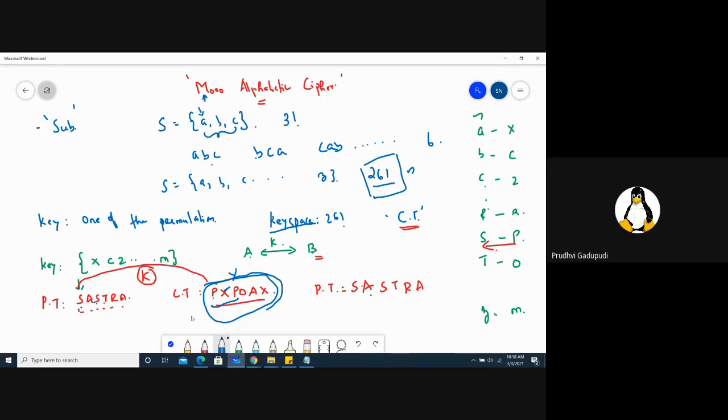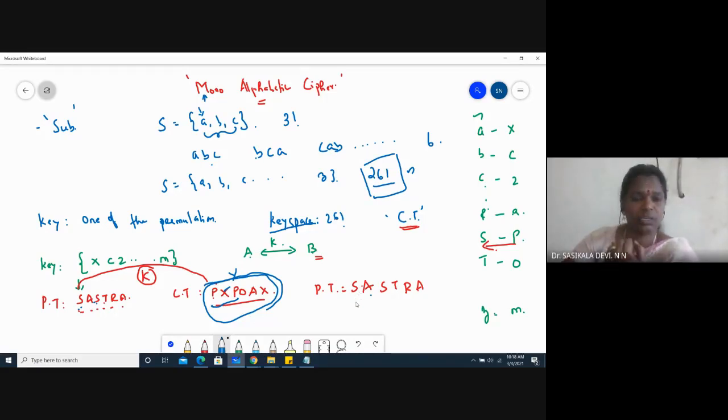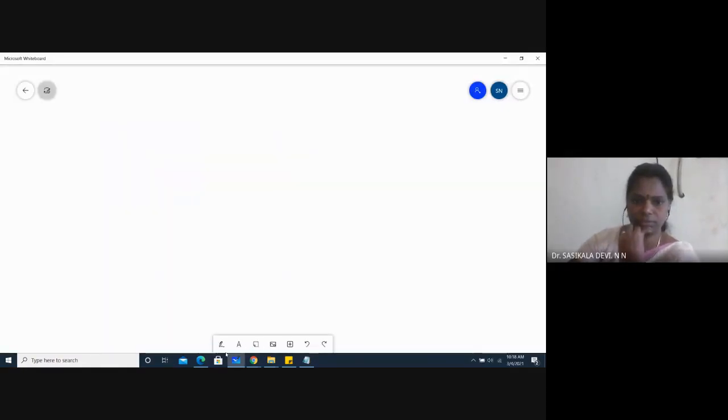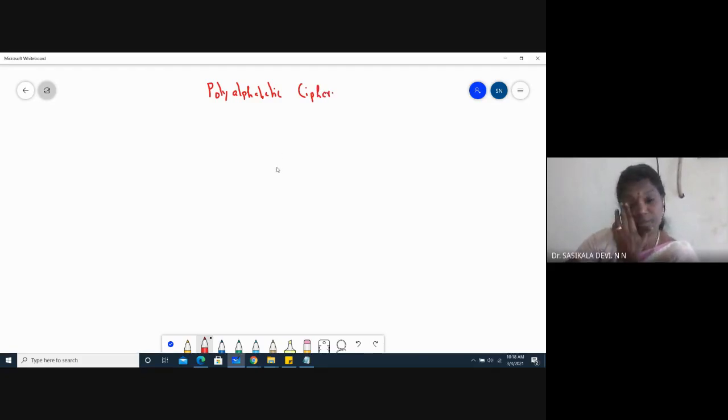Yes, ma'am. So, each occurrence of the same character is to be replaced by some other character. That type of cipher is known as a polyalphabetic cipher. The next type of cipher, the extended version, is also a classical cipher, the polyalphabetic cipher. The reason behind this is that the monoalphabetic cipher is vulnerable to frequency attack. That's why we designed this.